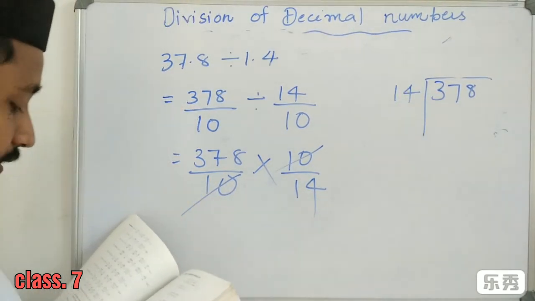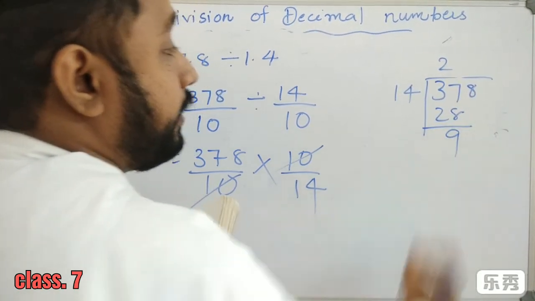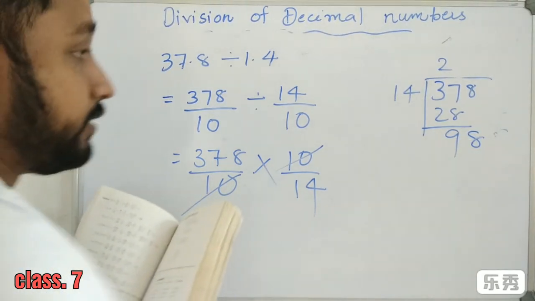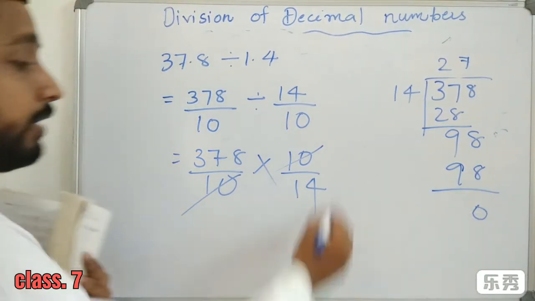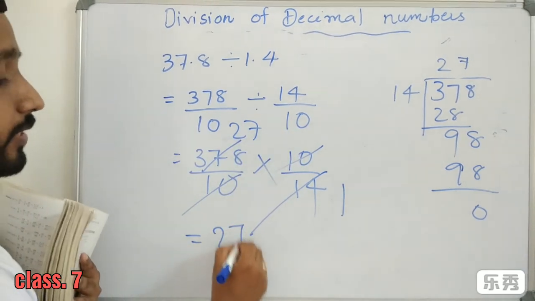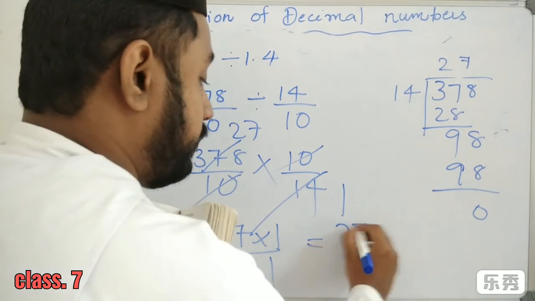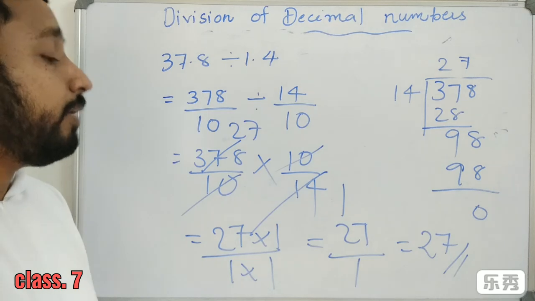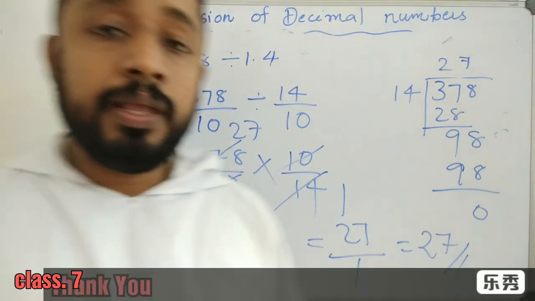378 by 14, which means 14 twos are 28, 9, then 98. 98 means 7 into 14, 98. That is 0. That is, we got cut with the 14, 27 times. So 27 into 1 by 1 into 1. So 27 into 1, 27 by 1, that is 27. So 37.8 divided by 1.4 is equal to 27. So we can easily divide a decimal number by another decimal number.